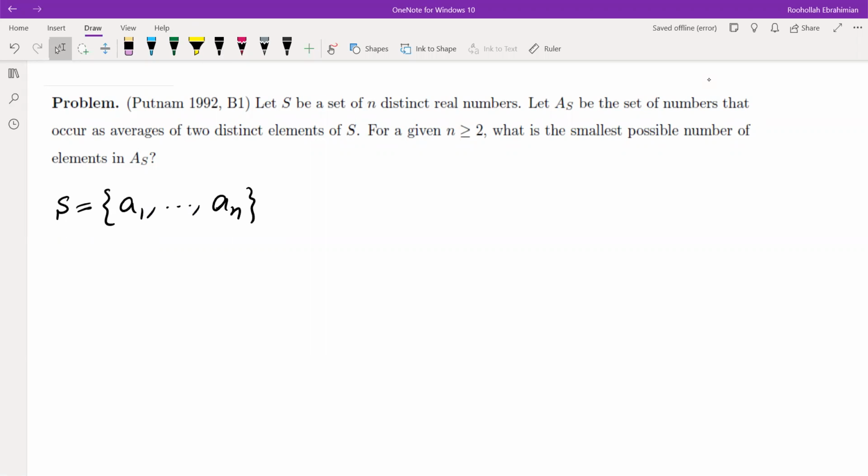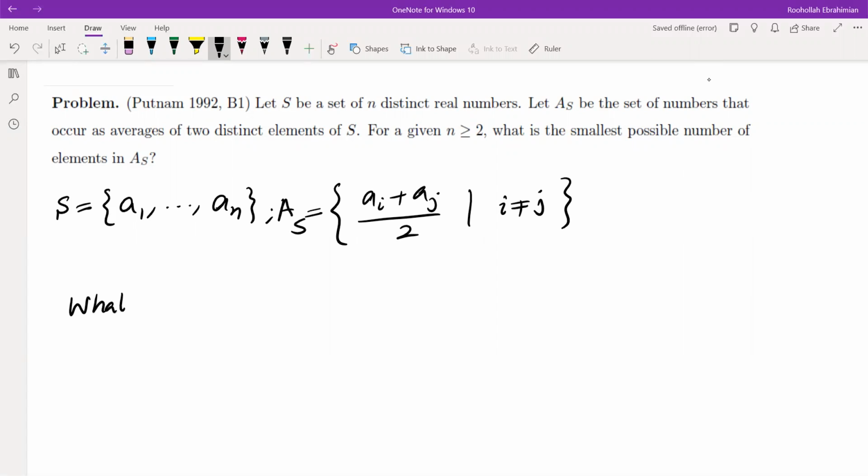And A sub S is the set of all numbers that occur as averages of two distinct elements of S. So we take two elements of S, we take the average, so AI plus AJ, and then divided by 2, where I is not equal to J. So we take this set, and the question is, what is the smallest possible number of elements in AS? So this is AS, and the question is, what is the minimum of the size of AS?